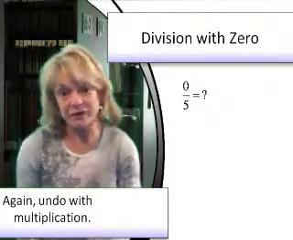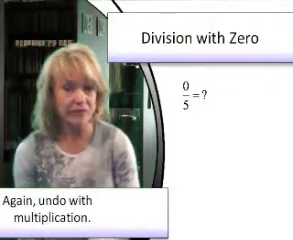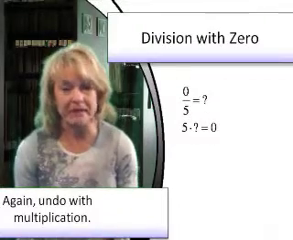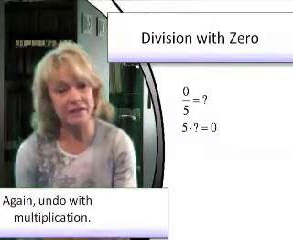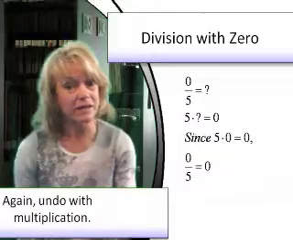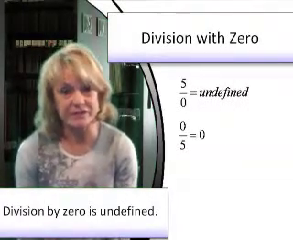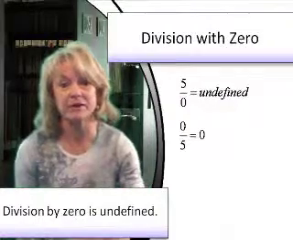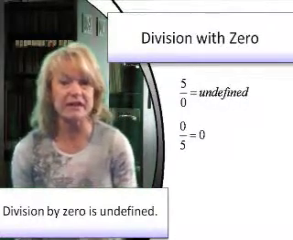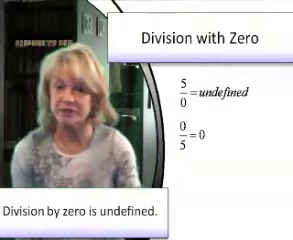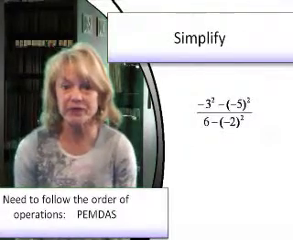To sort this one out, let's try to undo it with multiplication. Can you find something to multiply by 5 to get 0? Well, you can: 0. 0 divided by 5 is 0. If 0 is the second number, the result is undefined. If 0 is the first number in your division, the result is 0.